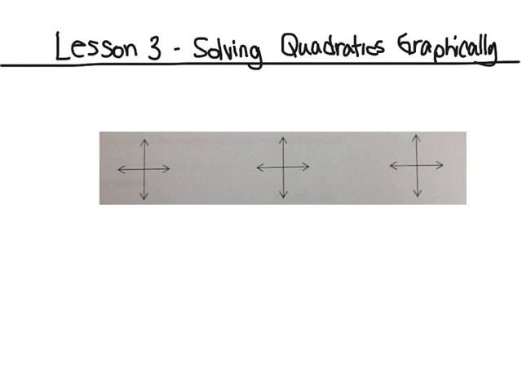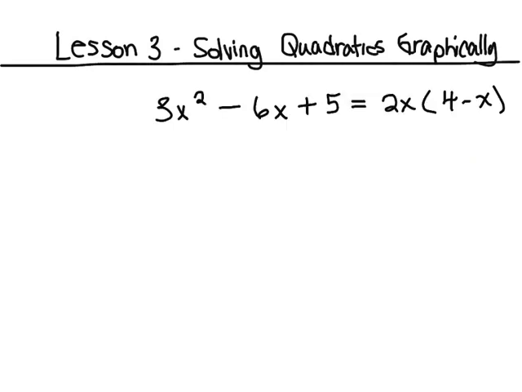So there's three possibilities. The first is that you would have 0 answers, so either it would be above the x-axis or below it. So you'd have 0 intercepts or 0 solutions. You could have 1 solution, where it goes right down and touches the line. Or you could have 2, where it goes through 2 times. So there's a maximum amount of intercepts of 2 and a minimum of 0.